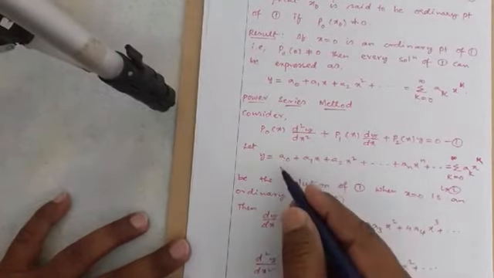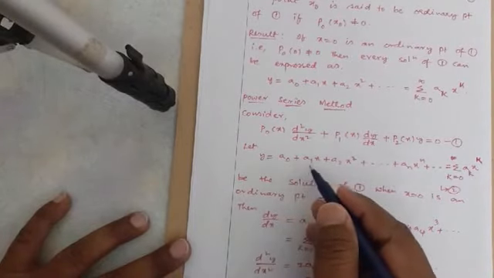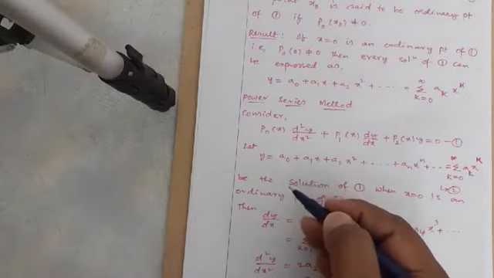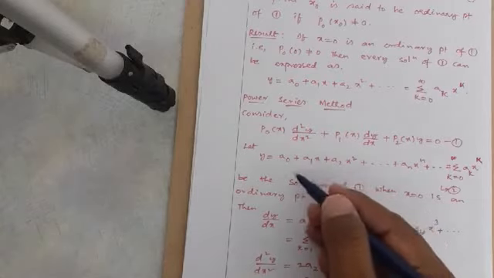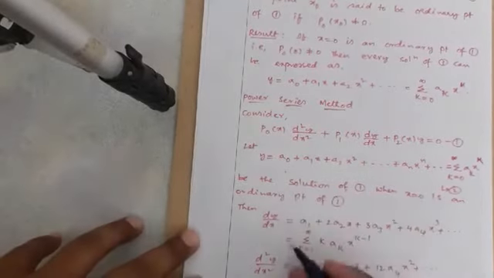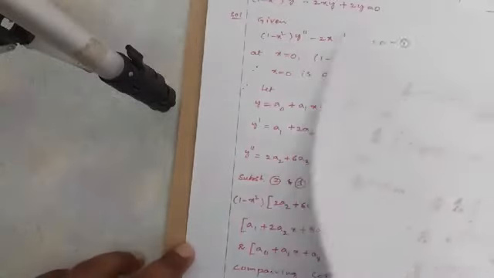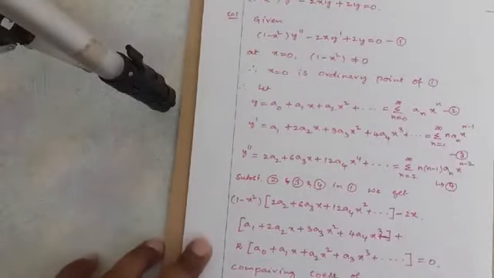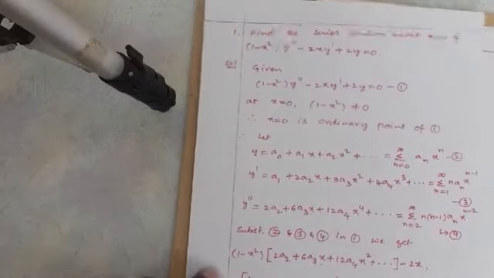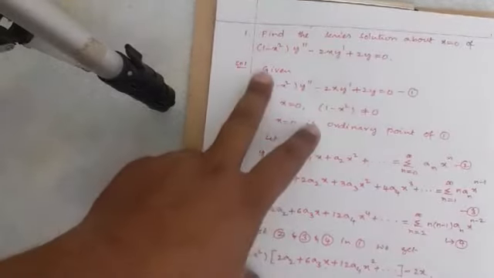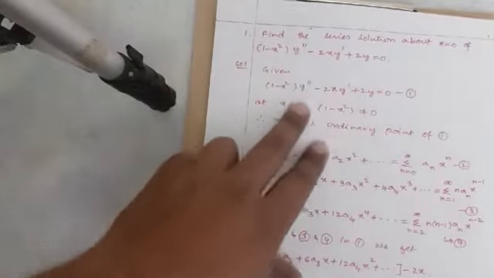We differentiate whatever solution we have supposed, that is y, once, twice and thrice based on our problem. As we have done this problem yesterday, it is clearly given here: 1 minus x square y double dash minus 2xy dash plus 2y equal to 0.